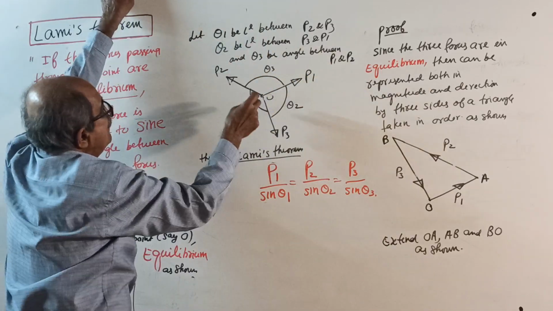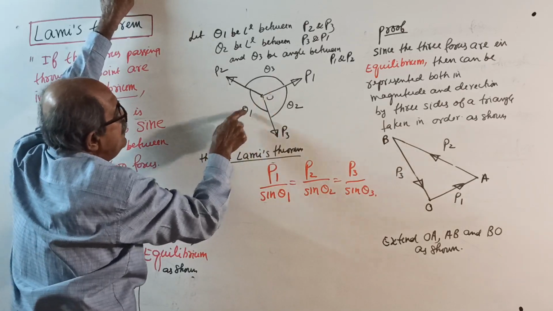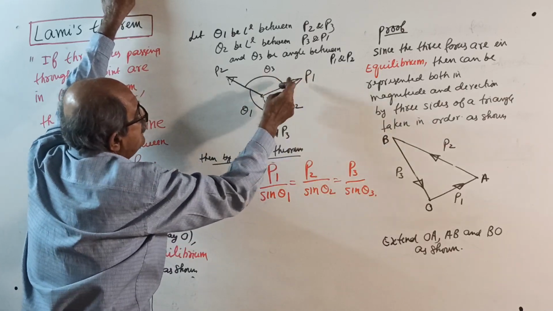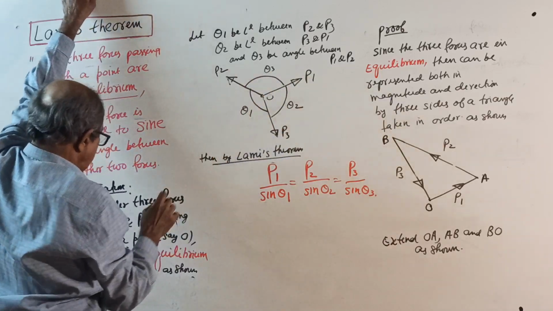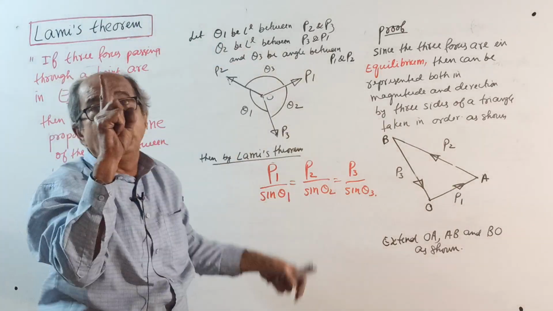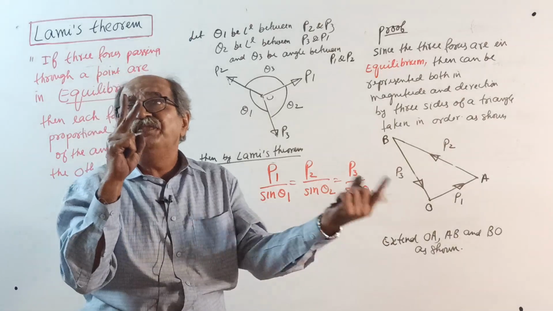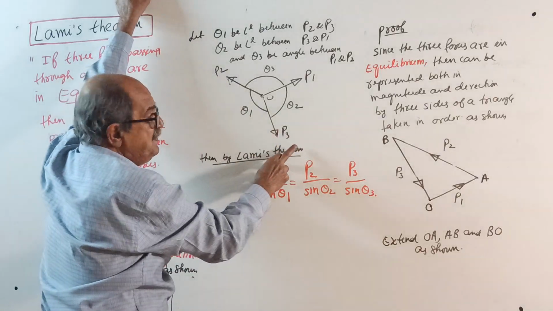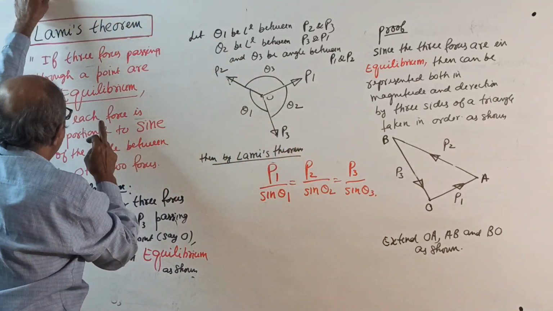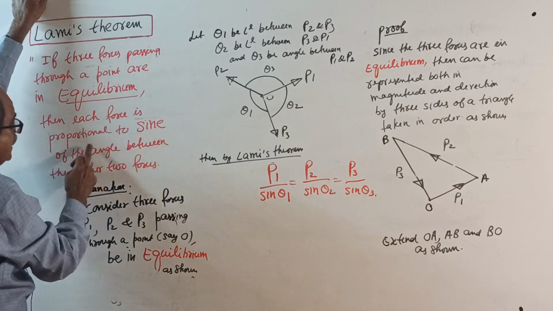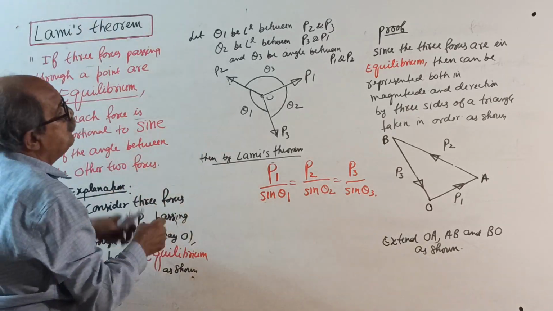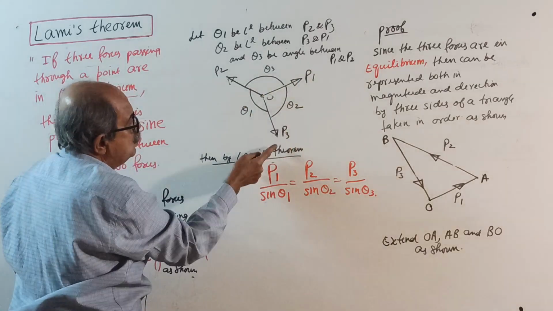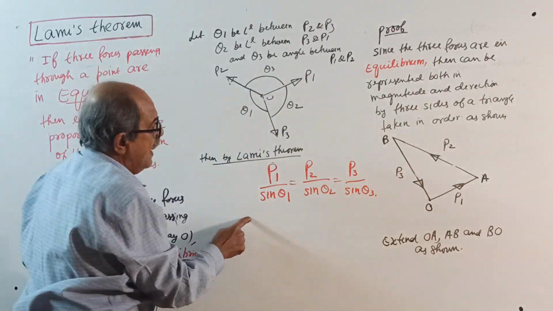I have written here: let theta 1 be the angle between P2 and P3, theta 2 the angle between P3 and P1, theta 3 the angle between P1 and P2. Easy. Then by Lami's theorem, what did he tell? Each force is proportional to the sine of the angle between the other two forces. Therefore, P1 by sine theta 1 equals P2 by sine theta 2 equals P3 by sine theta 3. This is as per Lami's theorem.